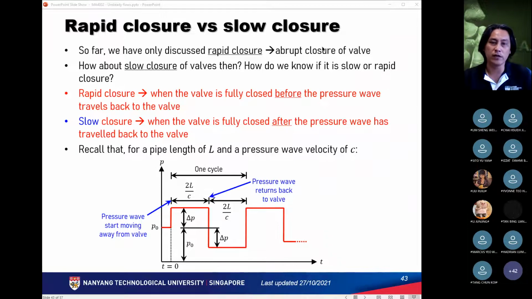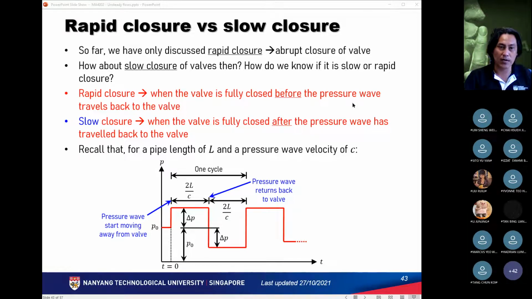Over here we define rapid closure as the situation when the valve is fully closed before the pressure wave that is produced at the valve when you shut it off suddenly propagates back to the reservoir and travels back to the valve again. So rapid closure basically means you shut the valve so fast that by the time the pressure wave travels back to the valve, the valve is already fully closed.